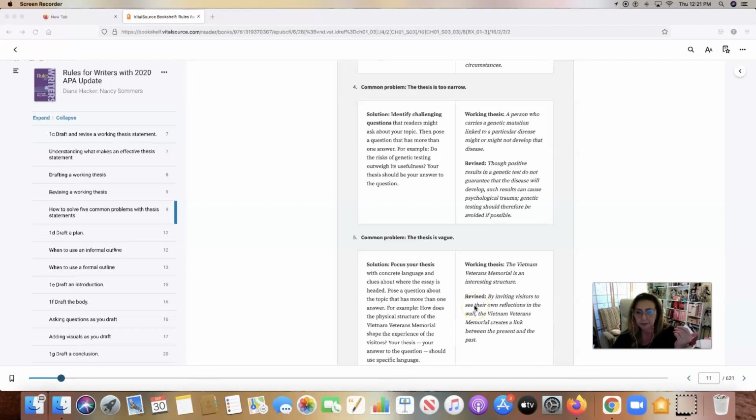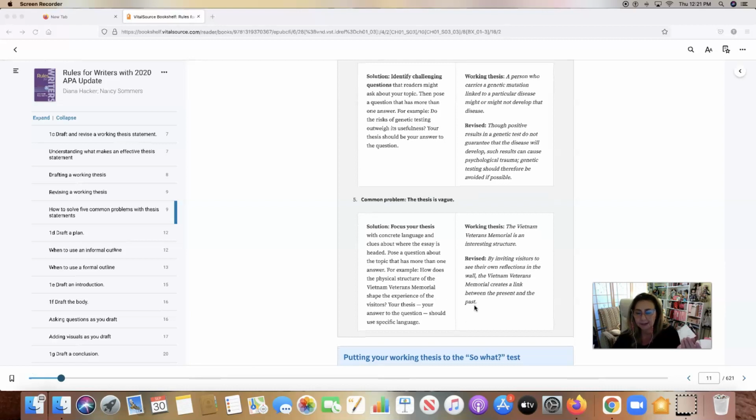The Vietnam Veterans Memorial is an interesting structure. So you would have to revise it by inviting visitors to see their own reflections in the wall. The Vietnam Veterans Memorial created a link between the present and the past. So as you can see, all of these revisions give a much clearer picture of the position that the writer is taking. So you are taking a position in a thesis.